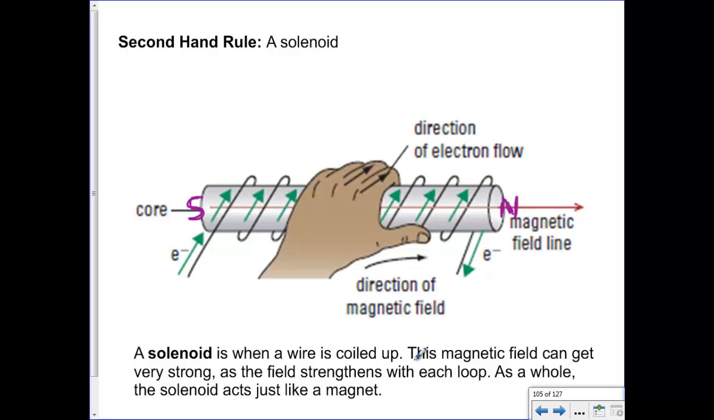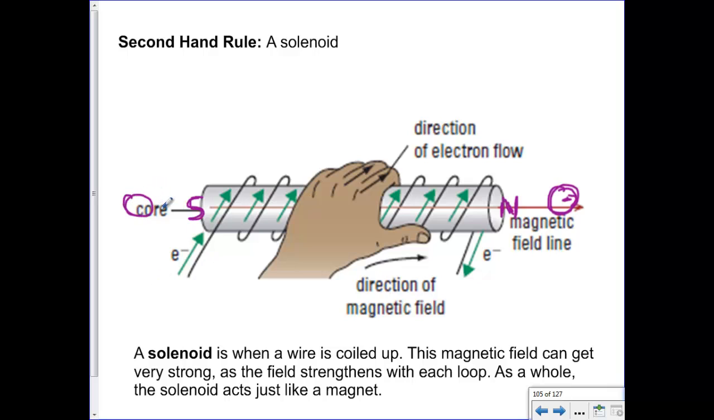The way this rule works is you imagine that you're grabbing the solenoid. Imagine that this is sitting right here, and you're grabbing it like this. The way it works is that your fingers are the direction of the electron flow now, and your thumb points in the direction of the field. Which means that if you were to put a compass right here, the compass would point this way.